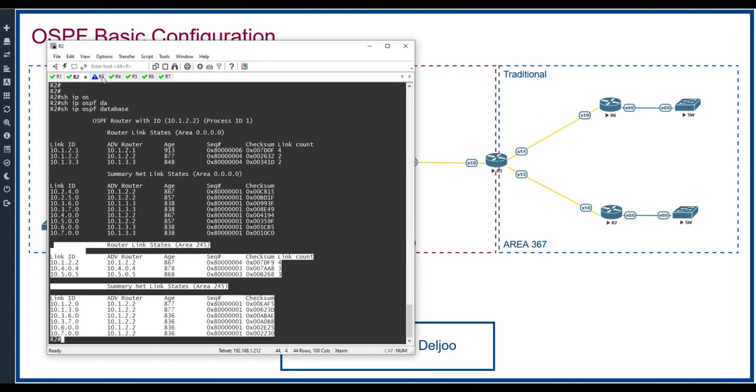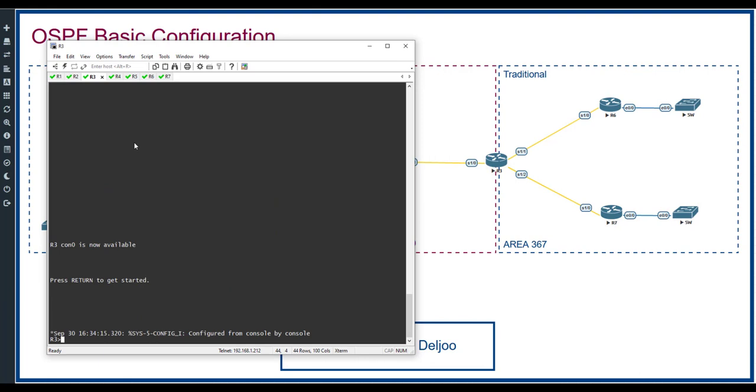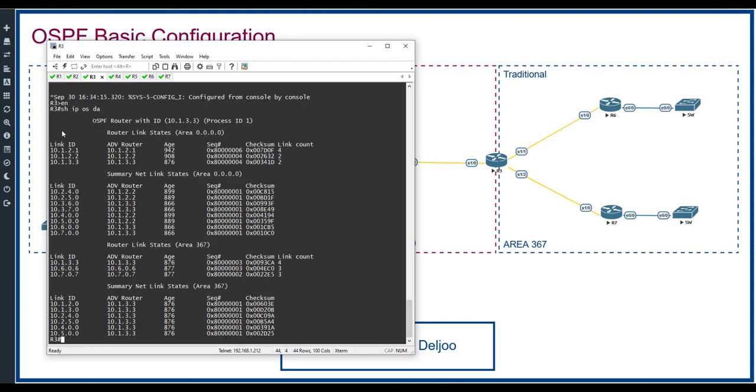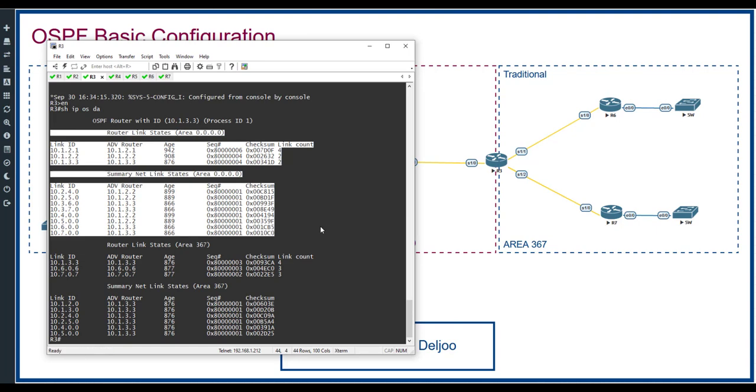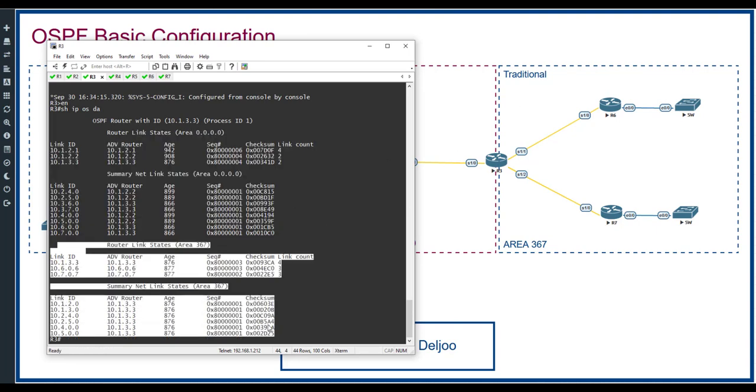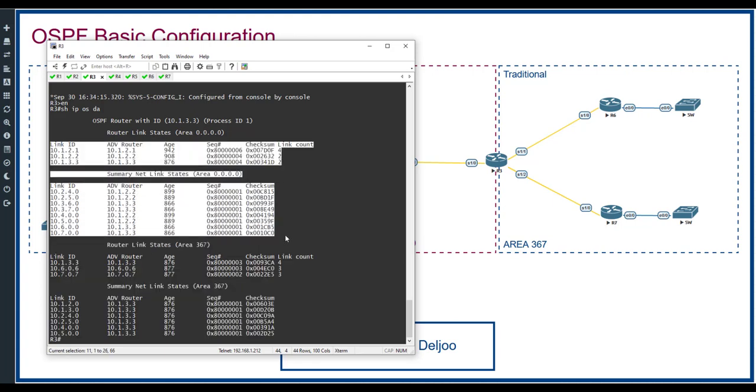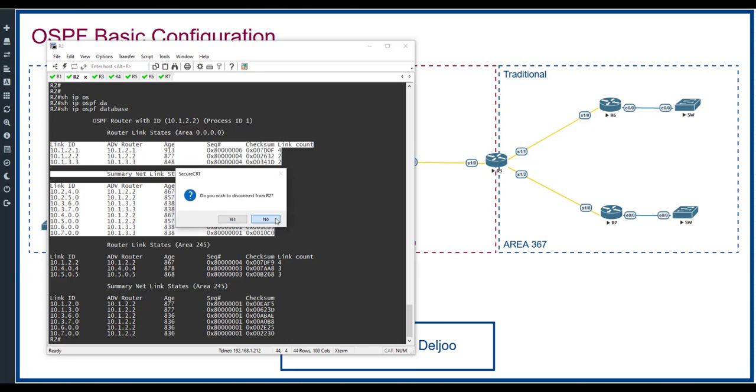Also in router 3, let me show you. In router 3, show IP OSPF database again shows us information including two parts. The first part for area 0, the second part for area 367. If you want, you can compare this part, area 0, with R2's area 0. Okay, exactly the same. Let me show you R2 and R3. Look at here. Again, we have similar information about area 0.